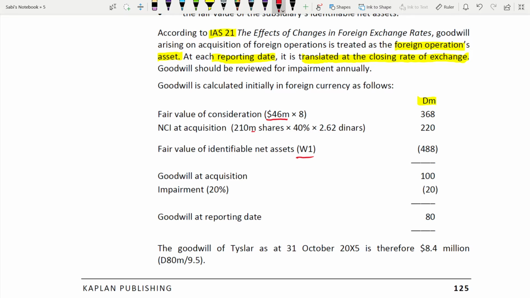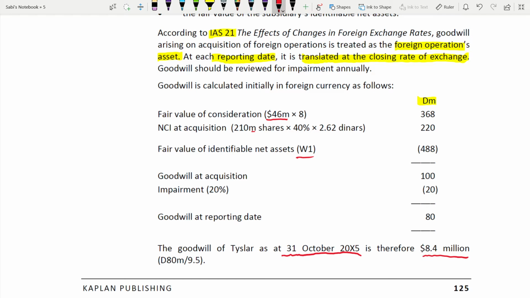So working one is different, and then we have goodwill. After that goodwill, we have been told that the acquisition is 20%, so you take 20, and then goodwill at the reporting date is 80. So this is in dinar. You have to convert it into dollar. So the goodwill of Tysler as at 31st October 2005, they have given you the date. So mention the date. The goodwill at this date is therefore 8.4 million.